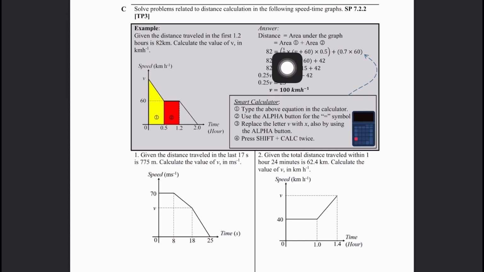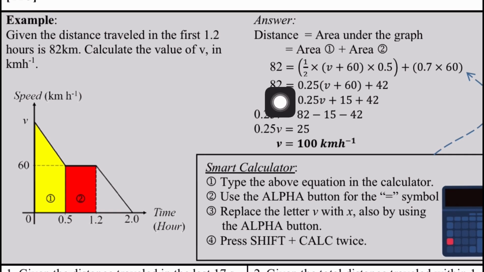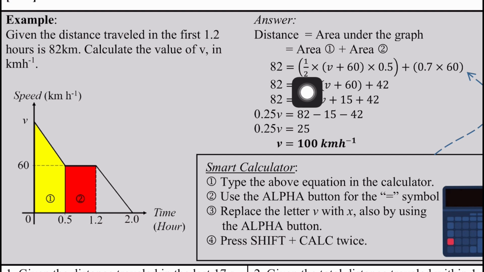So kita cuba kira area. Area 1 is a trapezium. So let's zoom. We have 1/2 times (V plus 60). Tinggi ni V, yang belah sini V kan, belah sini 60. So that's why V plus 60 times base. Base is 0.5. And then the second part is 0.7 times 60. So tinggi dia is 60, bawah ni adalah 0.7. Mana dapat 0.7? 1.2 minus 0.5.